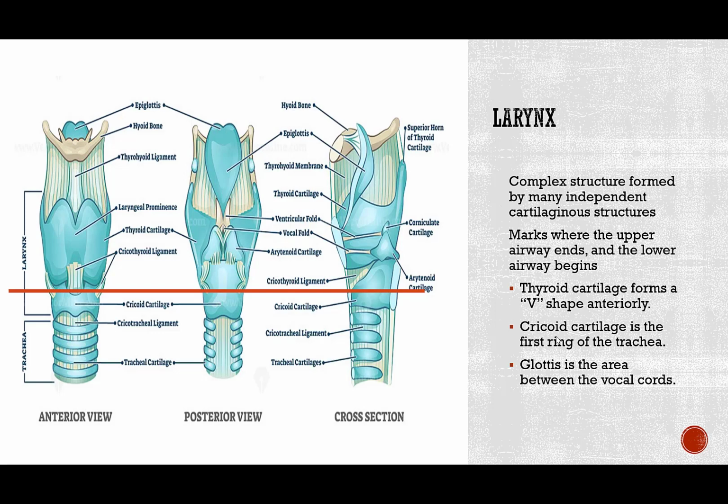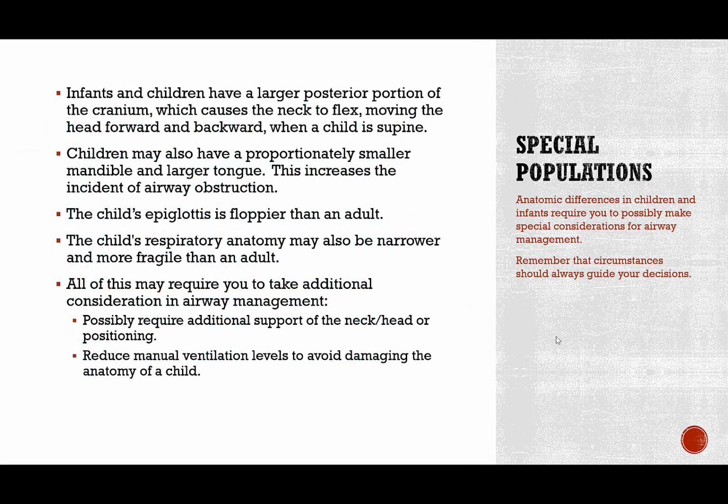There's a lot of gobbledygook on this screen. If you want to stop the video and look at the posterior view and the cross section, you can. But the important part here is that it's a complex structure formed by independent cartilaginous structures. It marks where the upper airway ends and the lower airway begins. It includes the thyroid cartilage, which is V-shaped. The cricoid cartilage is the beginning of the trachea. Those are the important things, and that's not that hard to remember, okay? I'm just trying to give you hopefully some life coaching on why this is important.